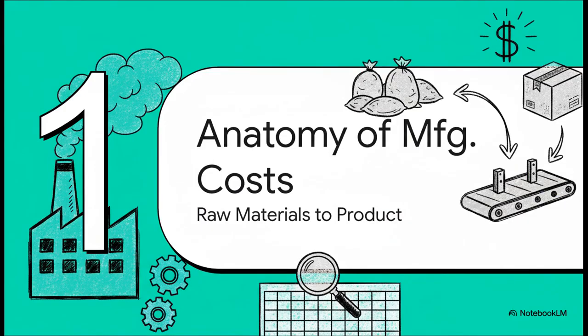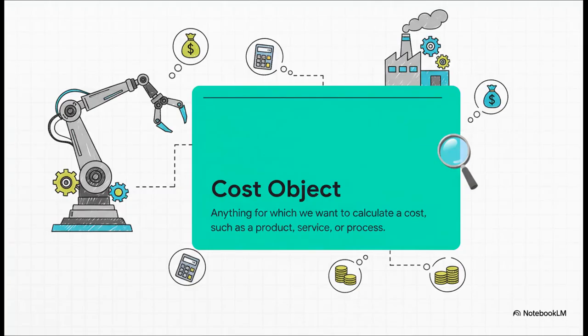We begin by dissecting the fundamental classifications of costs incurred in the manufacturing process. Before we can classify costs, we must define a cost object. Simply put, this is anything for which we are calculating a cost. Throughout this explainer, our cost object will be a single robotic arm produced by the hypothetical firm Helios Robotics.